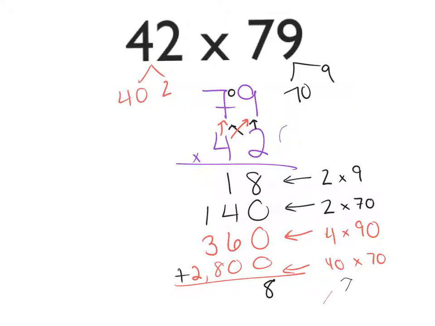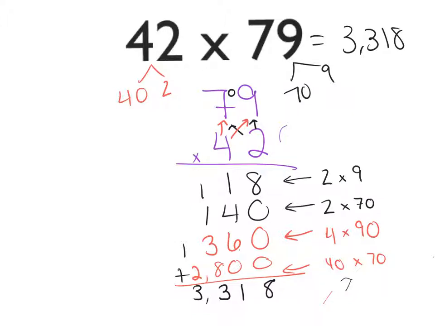So we have 8, 1 plus 4 is 5, plus 6 is 11. 1 plus 1 is 2, plus 3 is 5. 5 plus 8 is 13. Carried the 1. 1 plus 2 is 3. So this time, for our answer, we got 3,318.